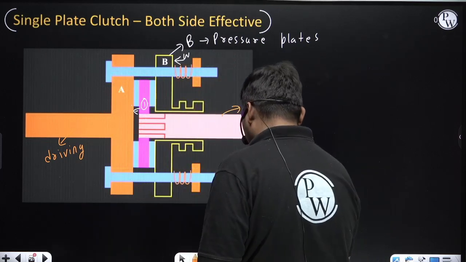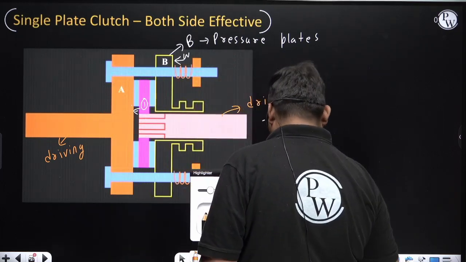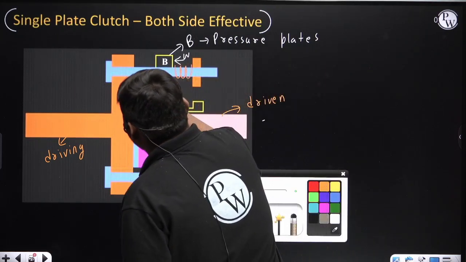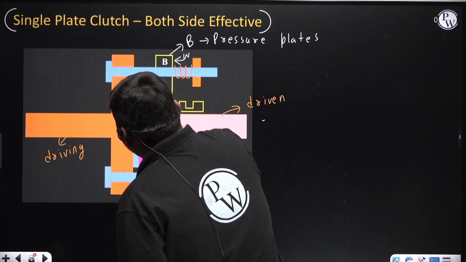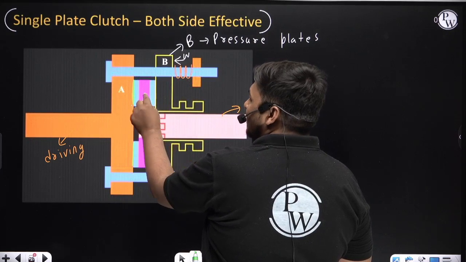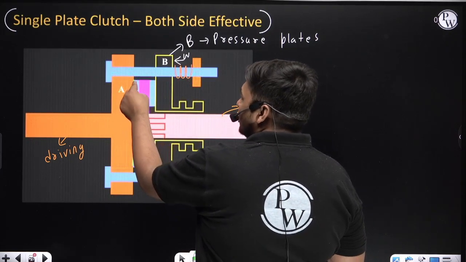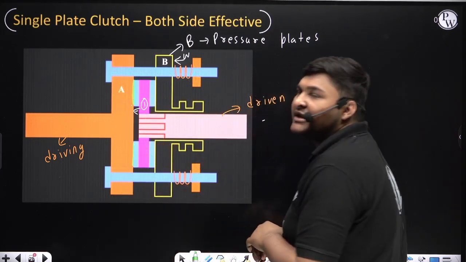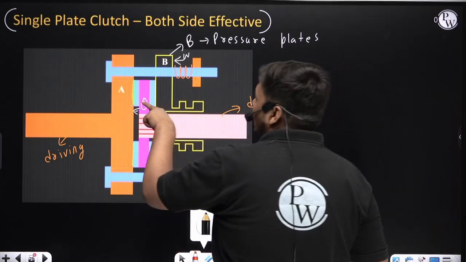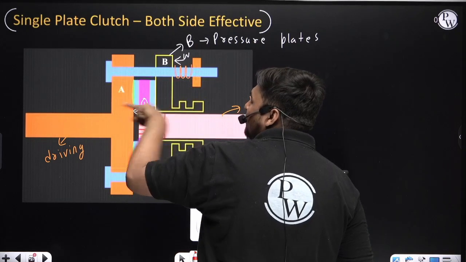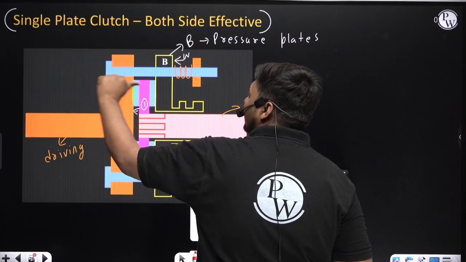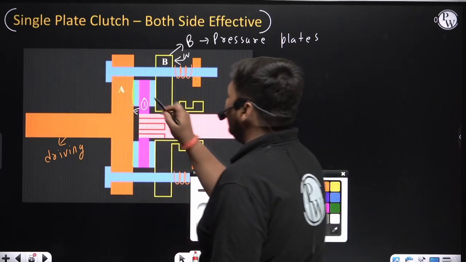Here you can see it is the contacting surface between plate A and clutch plate 1, because this is a friction lining and this is also a friction lining. The friction lining is part of plate 1. So it is the contacting surface between plate A and plate 1. And on this contacting surface, since plate 1 with force W is trying to move plate A in this direction, but plate A cannot move in this direction, it will apply equal and opposite pressure over plate 1 like this.